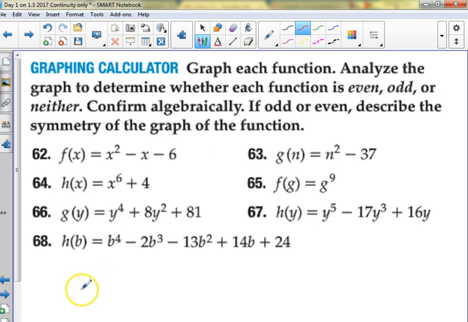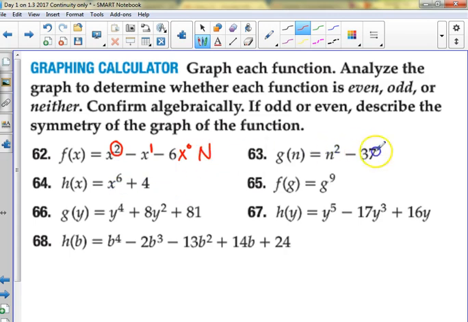Okay. These are even, odd, or neither questions for some more practice. Do you want me to come back to this, or do you want to guess? Do you think you know without looking at the graph yet? This is an even exponent. That's an x to the first, right? And this is an x to the 0. So what are you predicting? Neither.